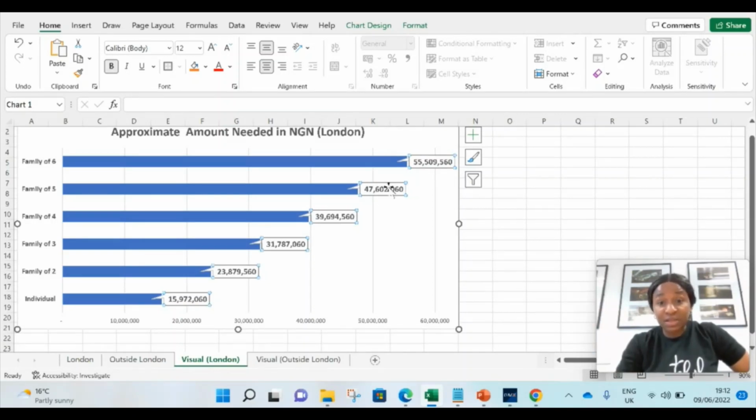47,600, which is about 48 million. Why did I say 47,000? 48 million, I beg your pardon. Then you have 55 million for a family of 6, 56 million if you like.